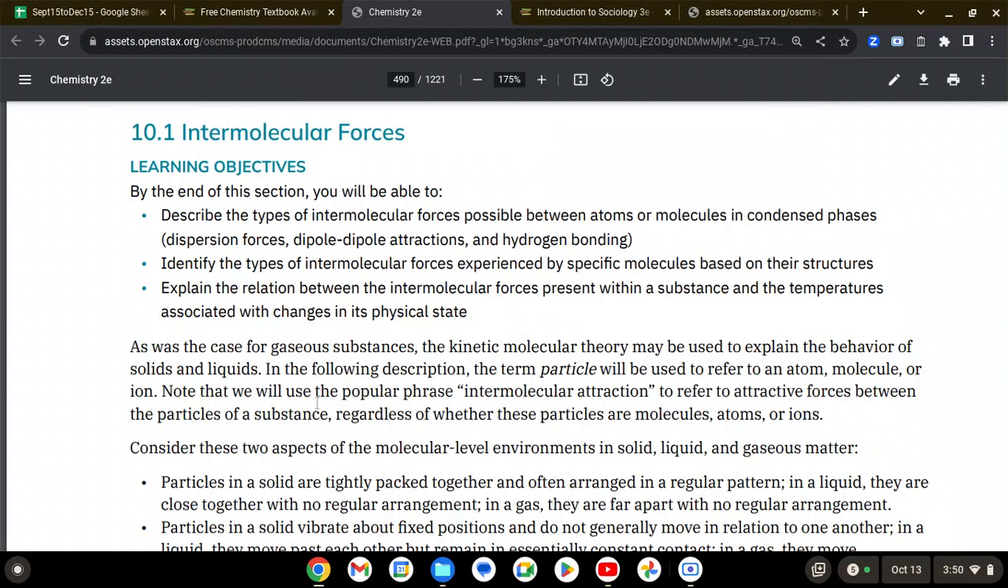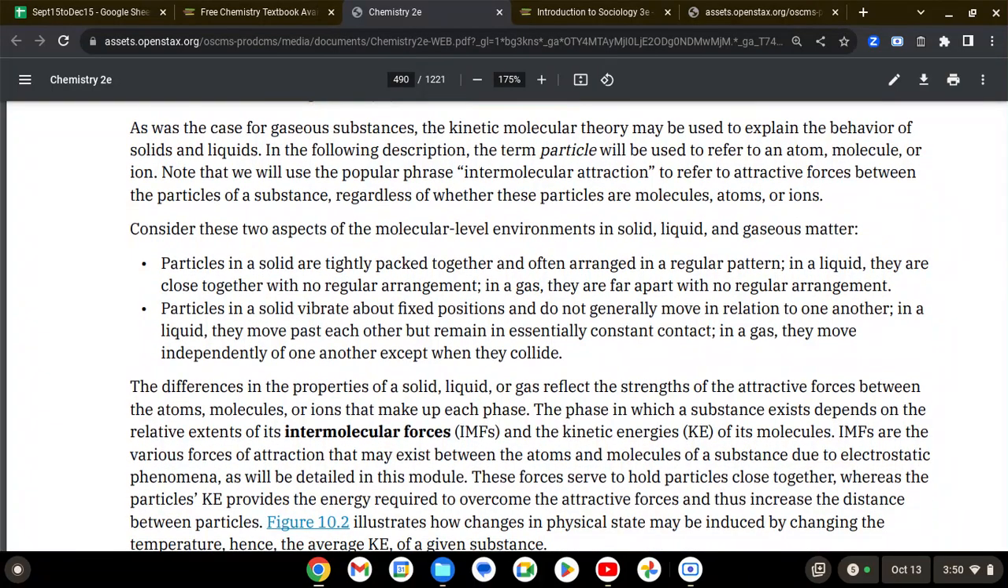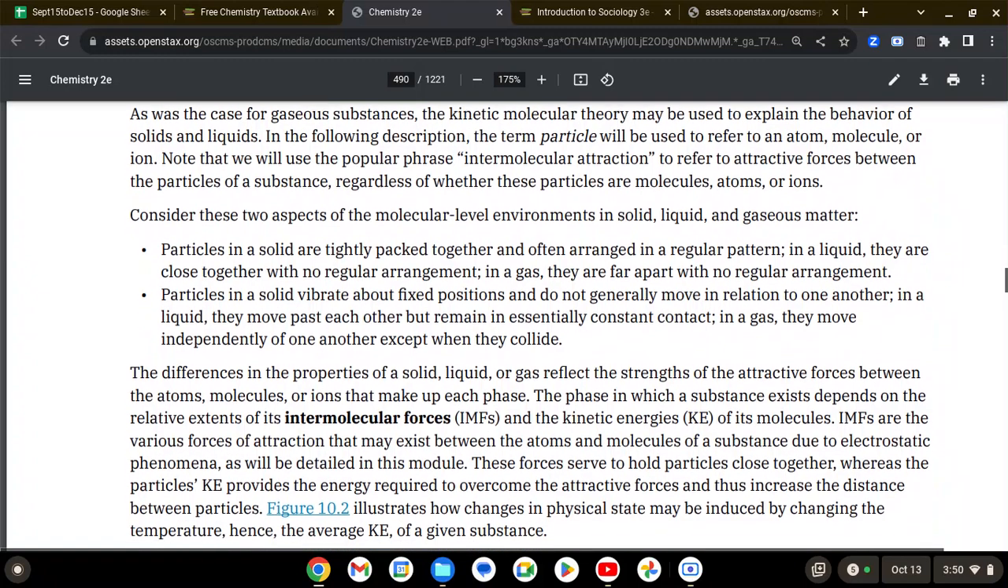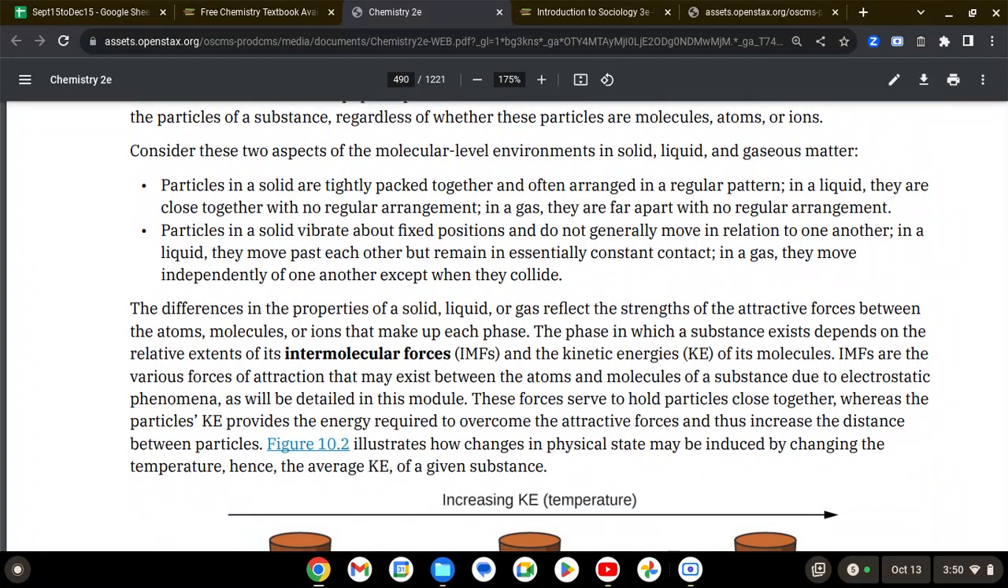Back to that. In the following description, the term particle will be used to refer to an atom, molecule, or ion. Note that we will use the popular phrase intermolecular attraction to refer to attractive forces between the particles of a substance, regardless of whether these particles are molecules, atoms, or ions. Consider these two aspects of the molecular level environment in solids, liquids, and gaseous matter. Particles in a solid are tightly packed together and often arranged in a regular pattern. In a liquid, they are close together with no regular arrangement. In a gas, they are far apart with no regular arrangement.